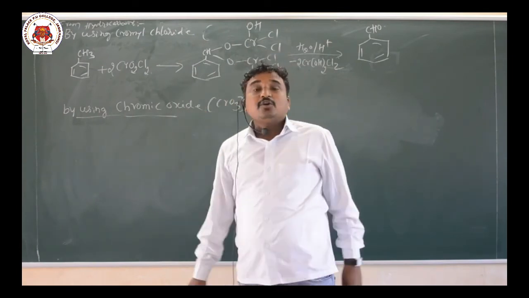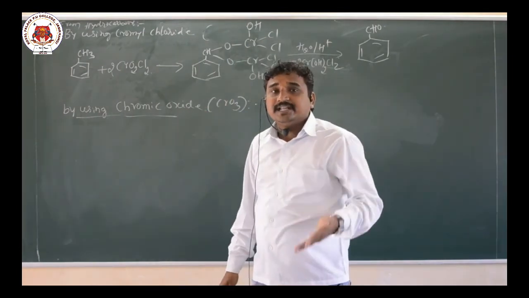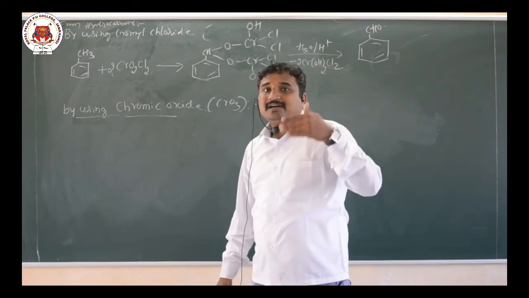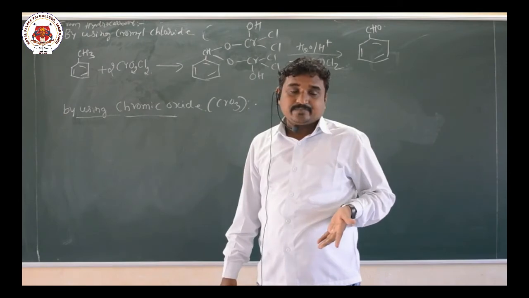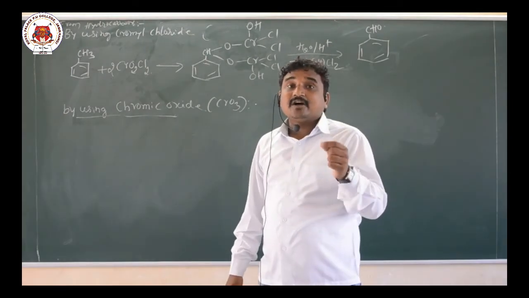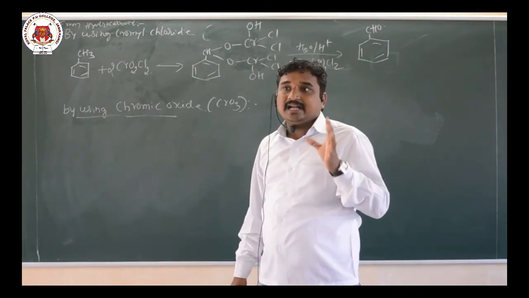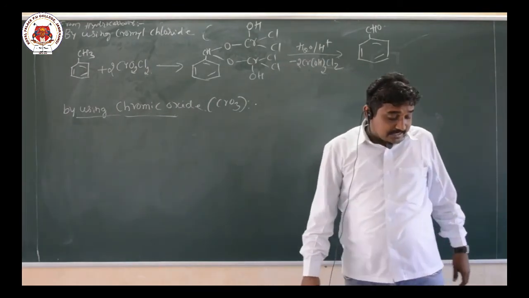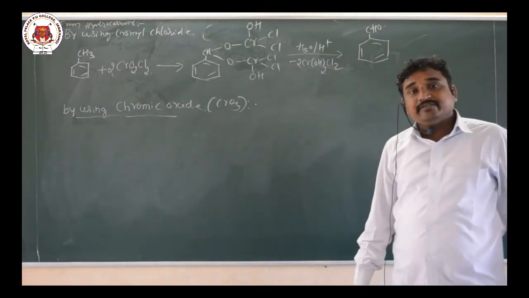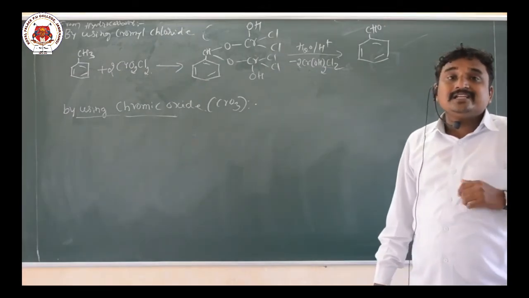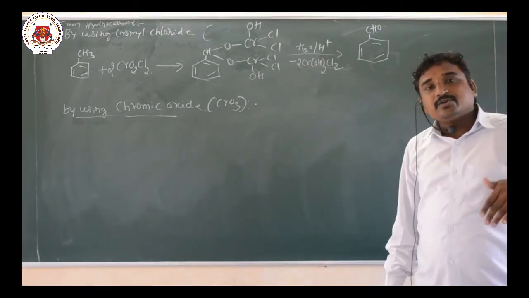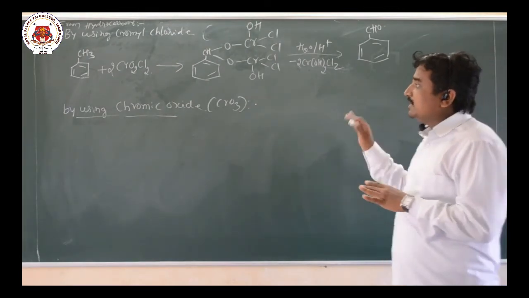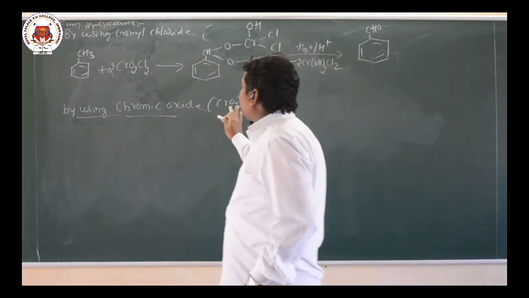When toluene undergoes oxidation, there is a formation of what? Benzylidene diacetate. In the presence of acid anhydride at temperature 273 to 283 Kelvin, there is a formation of benzylidene diacetate, which undergoes acid hydrolysis. That gives what? Benzaldehyde. Now I will write here the reaction by using chromic oxide.